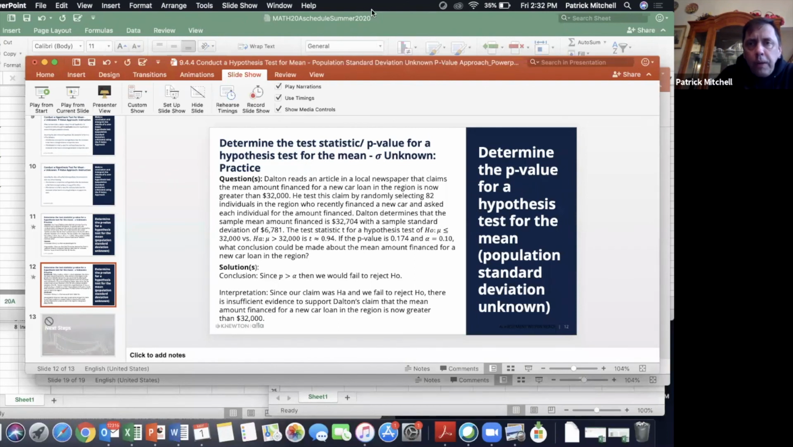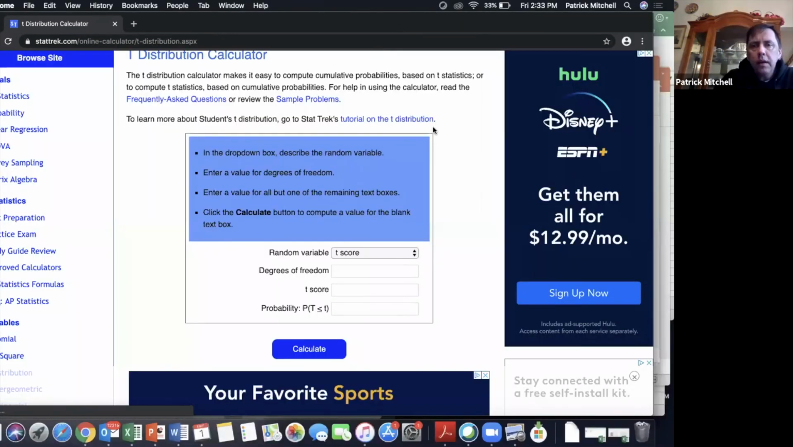actually I need to open my browser again. I closed down a bunch of things because my computer was running very slow. Okay, so I'm back in StatTrack.